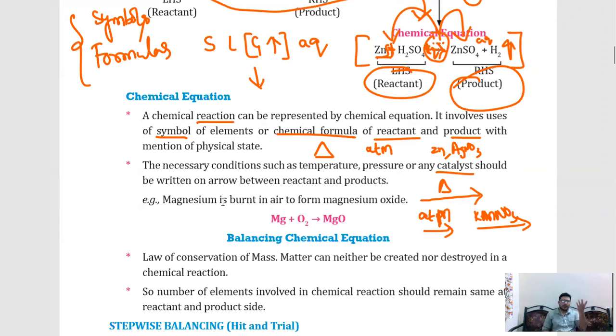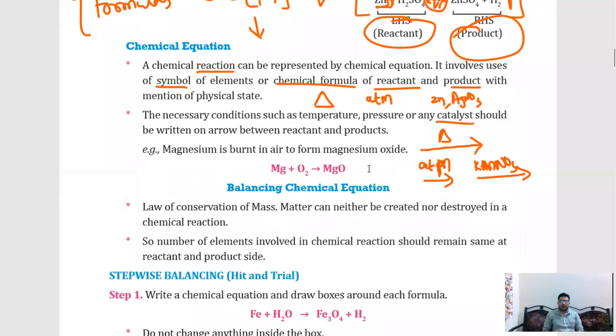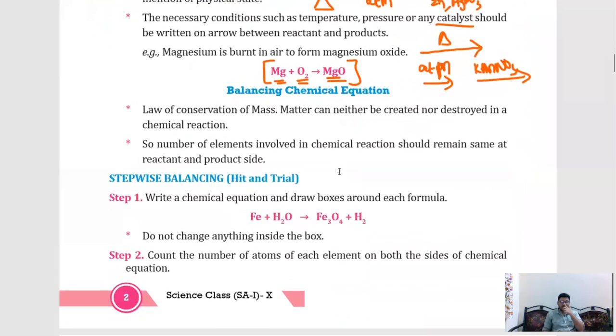Example: magnesium is burnt in air to form magnesium oxide. You can see this magnesium, if it is reacting with oxygen, it is giving magnesium oxide. Here magnesium and oxygen both are reactants. Magnesium oxide is the product. Now the main thing is balancing the chemical equation.